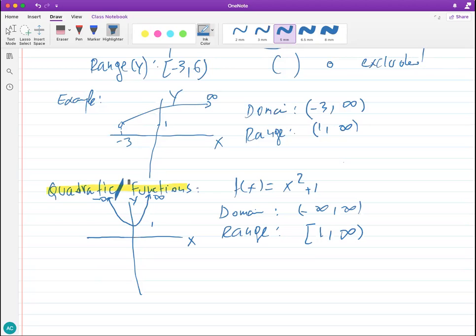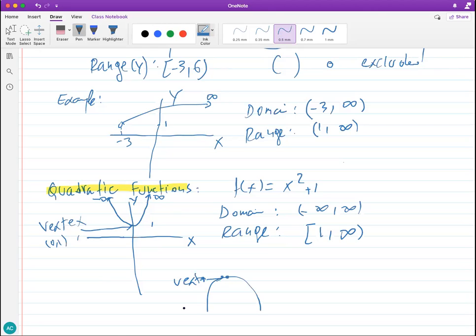We call this the vertex. That lowest point here is called the vertex. Okay, the vertex here is x 0, and y 1. Basically, this point here is the lowest point of the graph, is the vertex. Or if the graph is like this, this will be the vertex.